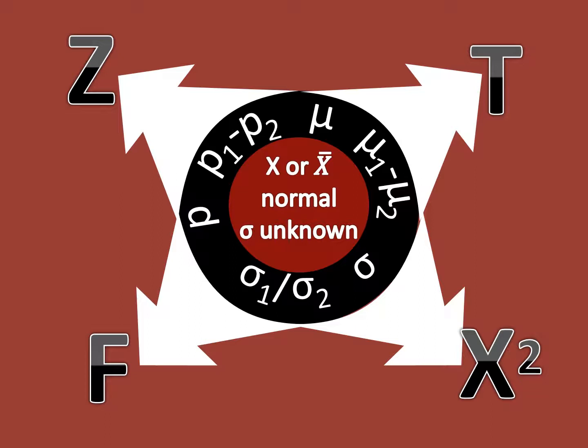Our parameter of interest has been mu, but others that might be considered in different problem situations include mu1 minus mu2, sigma, sigma1 over sigma2, p, or p1 minus p2. The assumptions we have considered include whether X or X bar is normal and whether or not sigma is unknown. Other assumptions may have to be considered for different parameters of interest.